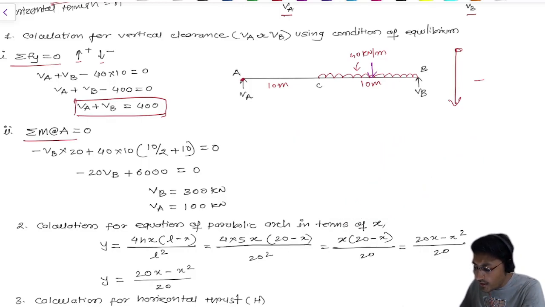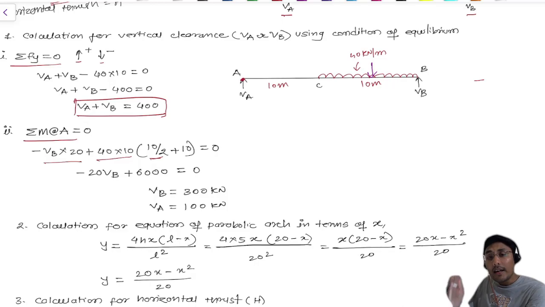In this case, we are taking the moment at point A. So it is minus of VB into 20, plus 40 into 10. See, 40 into 10 we converted into the point load. Now we need to see why 10 divided by 2. Why 10 divided by 2? Because this point load will act in the middle of this section.